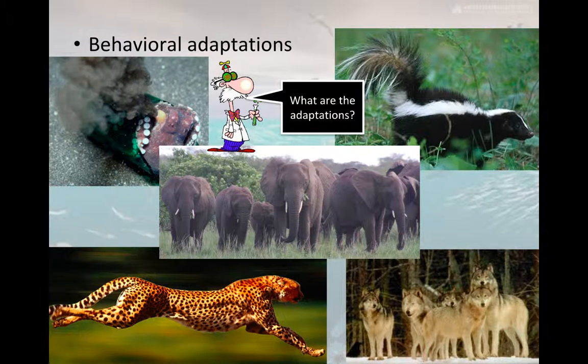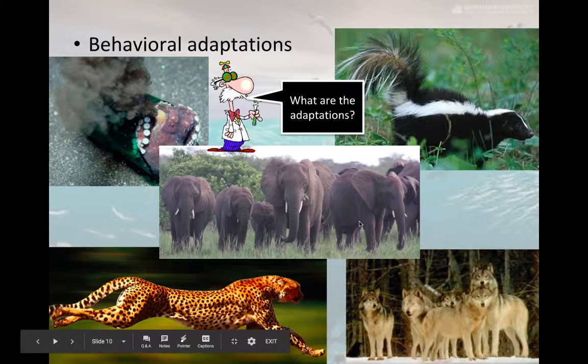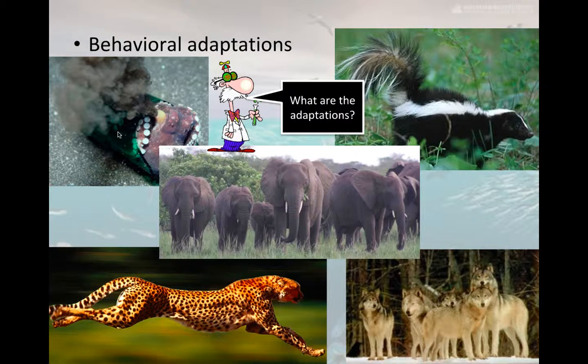Right, so then we have behavioral adaptations. Here we have 5 different situations, so the question is, what are their adaptations? If we look here, we have an octopus or a squid, and what's it doing? It's inking. This either confuses the predator or stains them, but either way, it makes the predator run. They don't want to be involved in this. So it's a behavior. It does this.